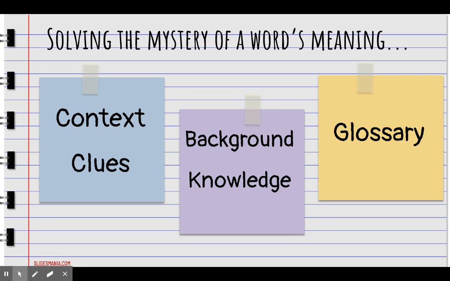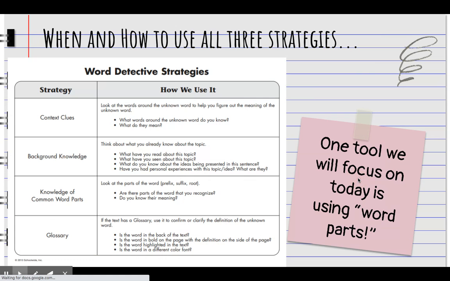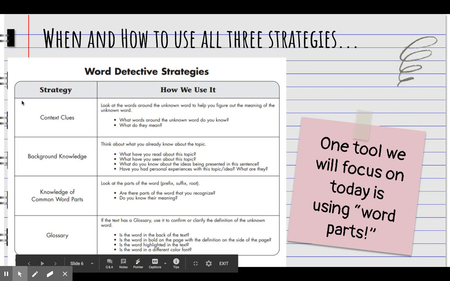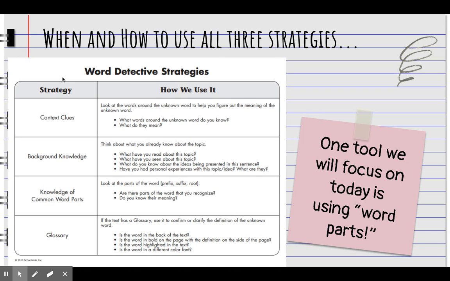And when reading nonfiction, there are several ways that we can solve the mystery of a word's meaning. For example, we can use context clues. We can maybe look at our background knowledge, but there's this great text feature as well that we can also use, a glossary, which is usually located in the back of the text. Now, if you're following along in your reading toolkit, we have our strategies listed out on that page, and then how we can go about using them. So these are just a few of the tools that we can use to help us solve a word mystery.